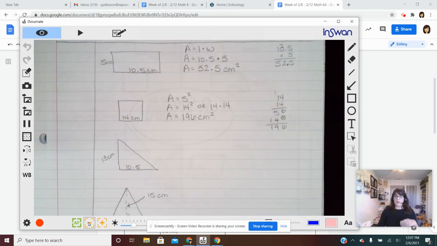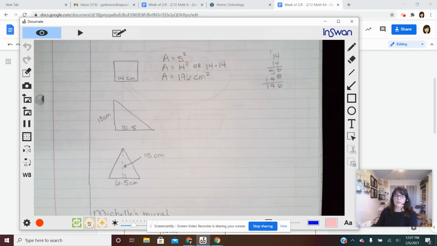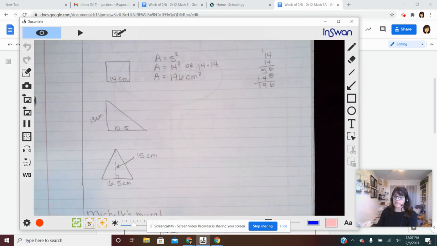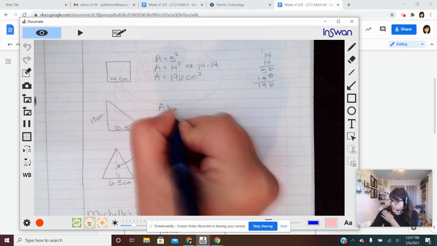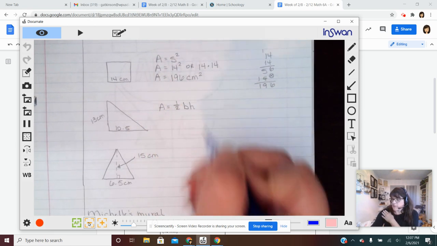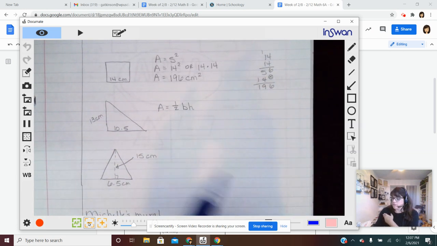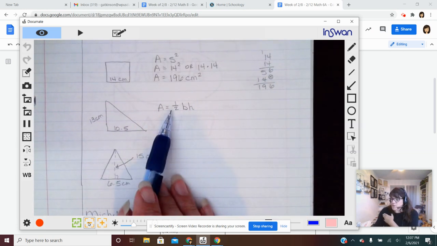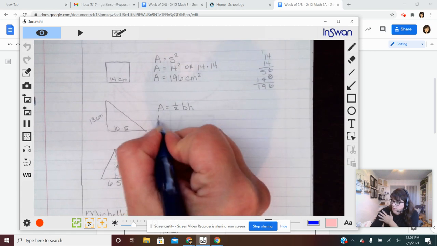Okay, feel free to pause the video at any time if you need to. Now next, we have some triangles. Now remember, I warned you about this formula. The area of a triangle is 1/2 times the base times the height. Now, the good news is, because we're multiplying, it kind of doesn't matter what order we do it in. Okay?